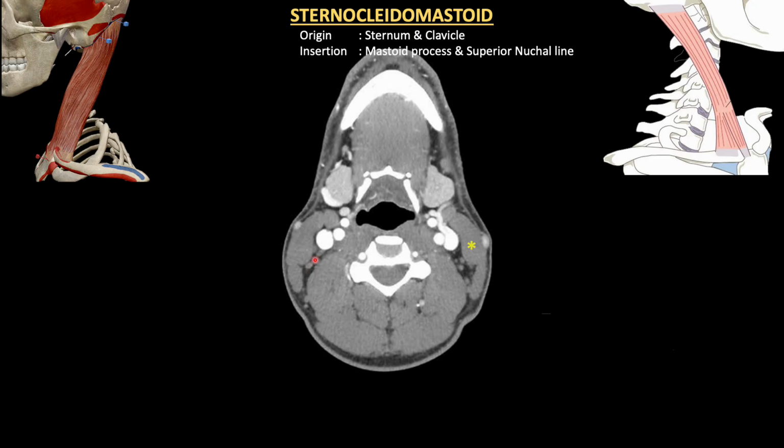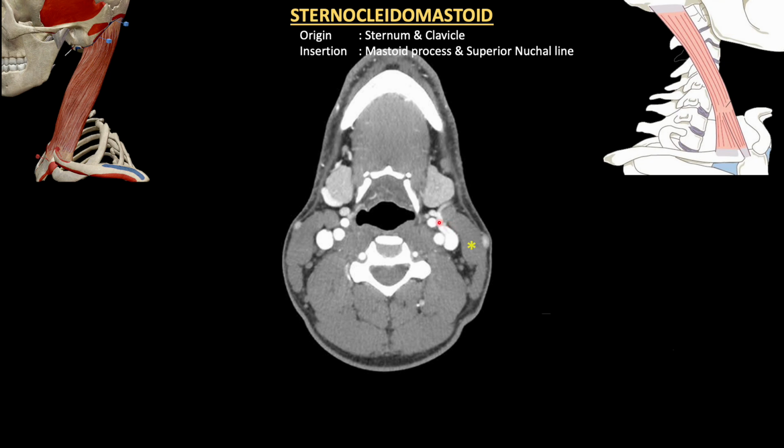You can see there are a lot of tiny nodes that are deep to the sternocleidomastoid. So the sternocleidomastoid is one of the most important muscles in neck nodal contouring. It is absolutely important that you identify it because it forms the lateral boundary of your level 2, level 3, and your level 4.